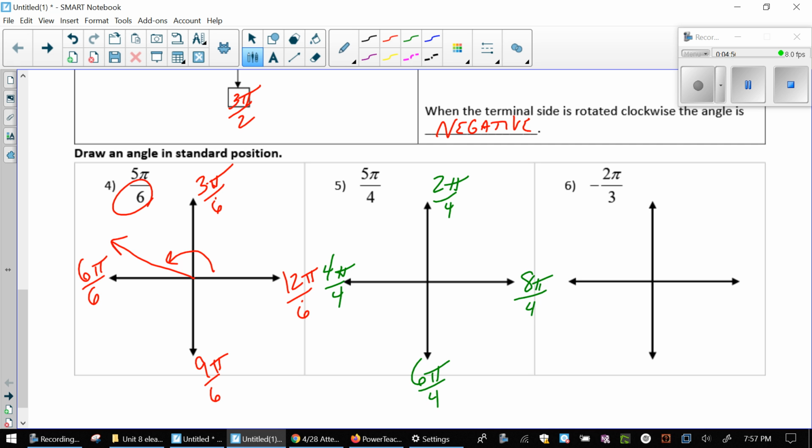5 pi over 4, 5 is halfway in between 4 and 6. So that puts it right there in our third quadrant.